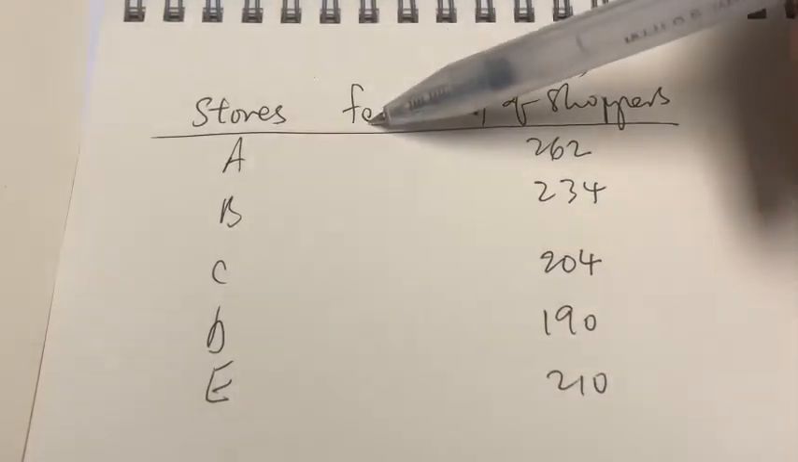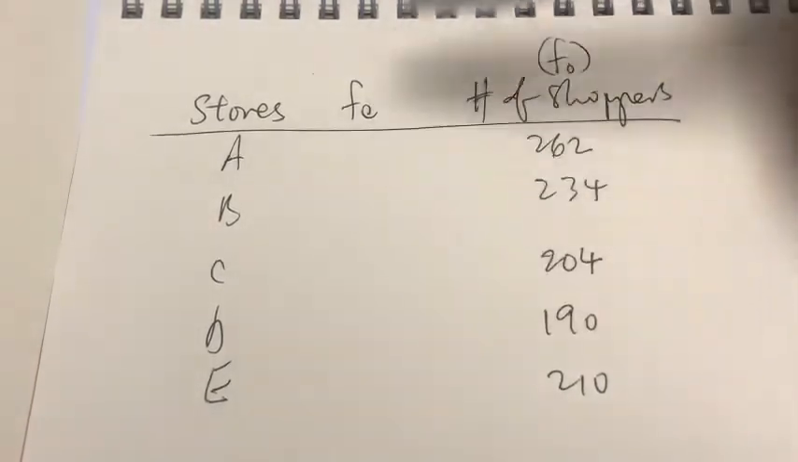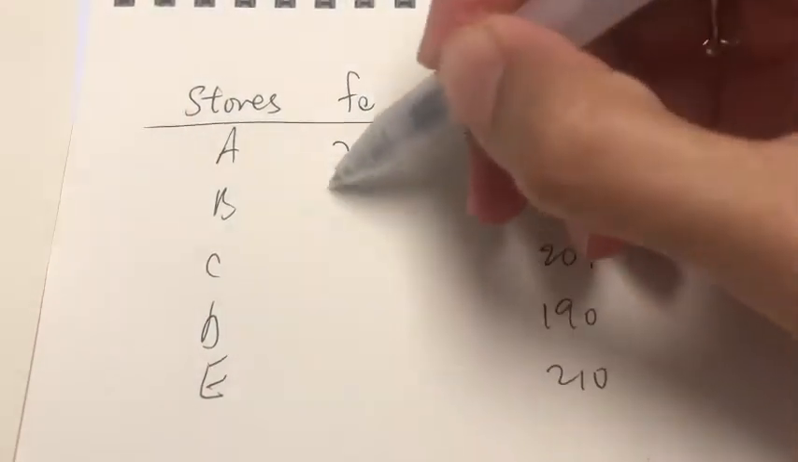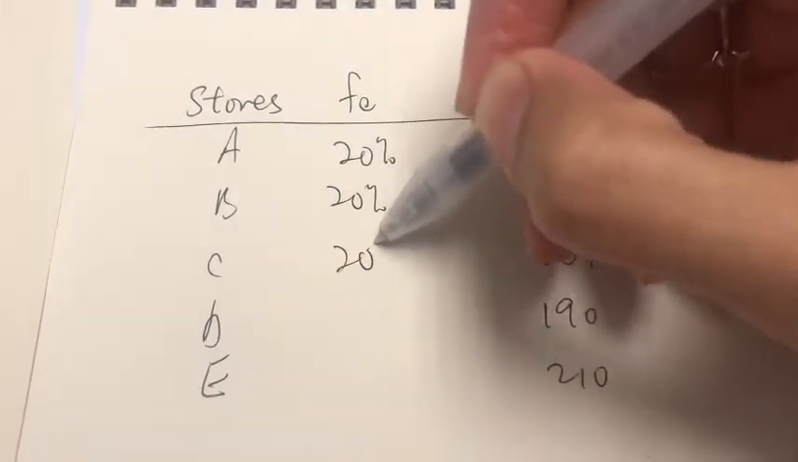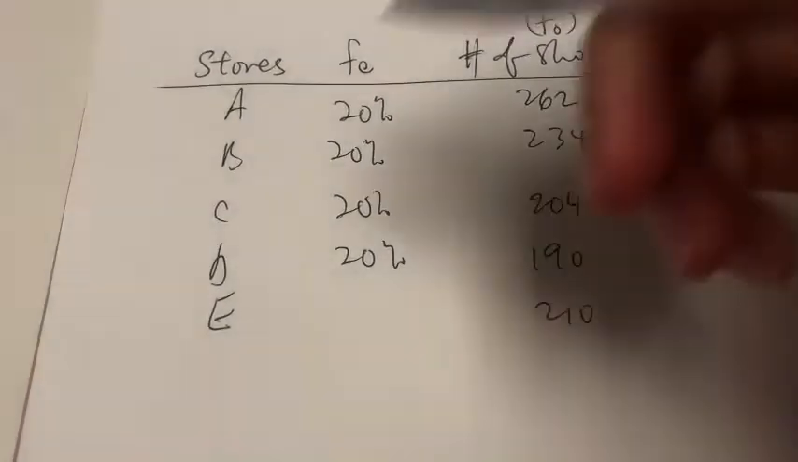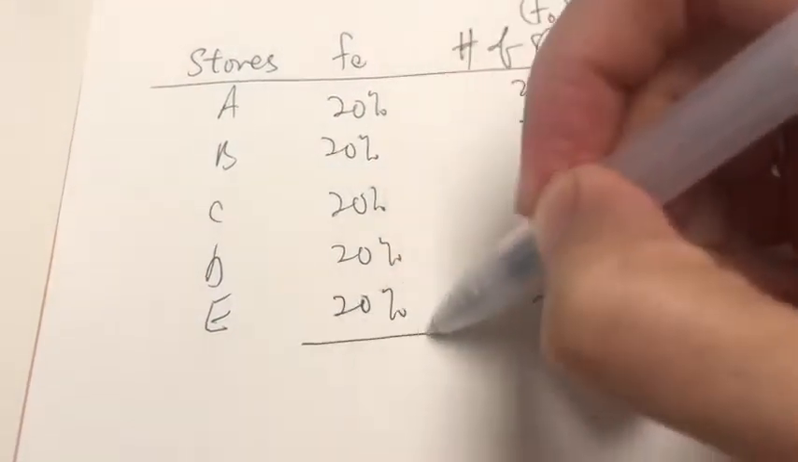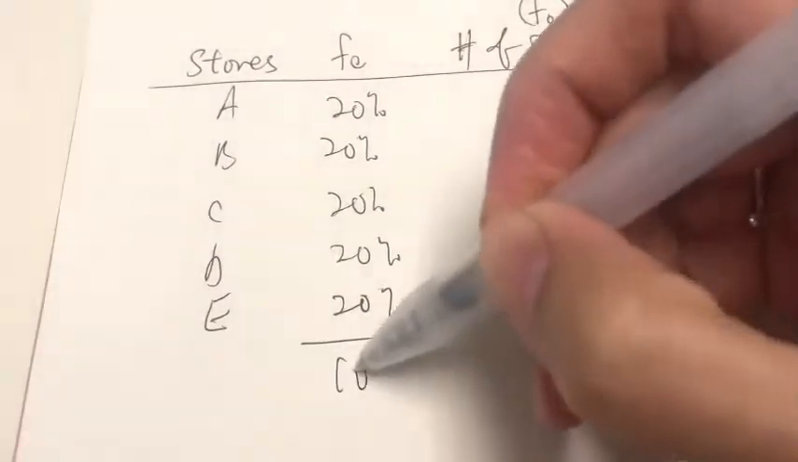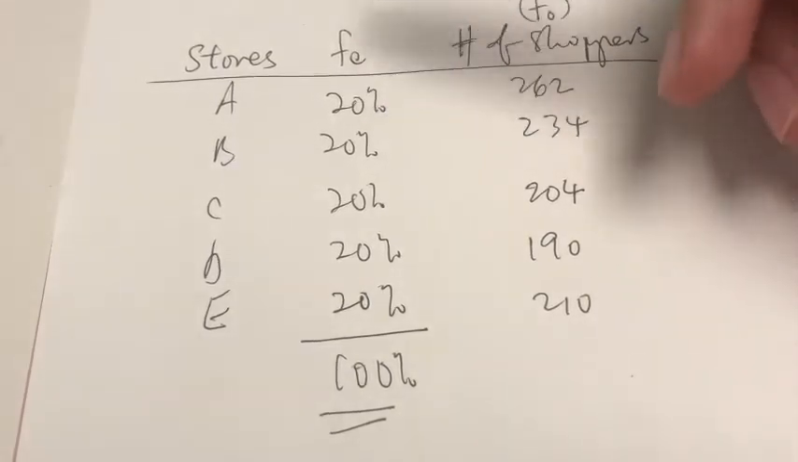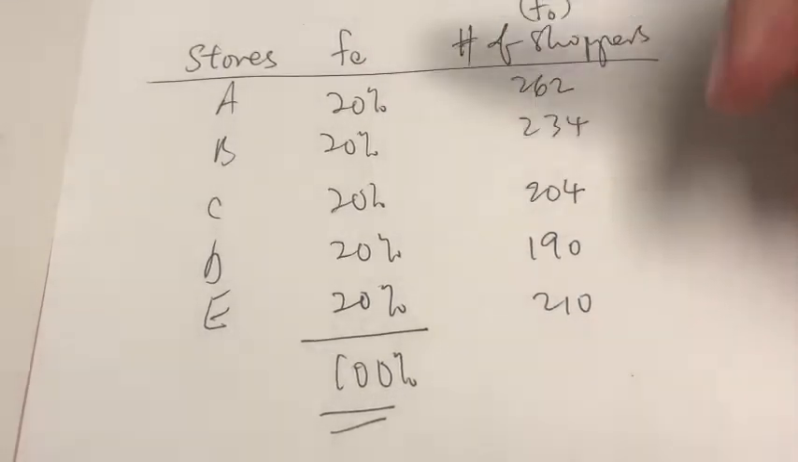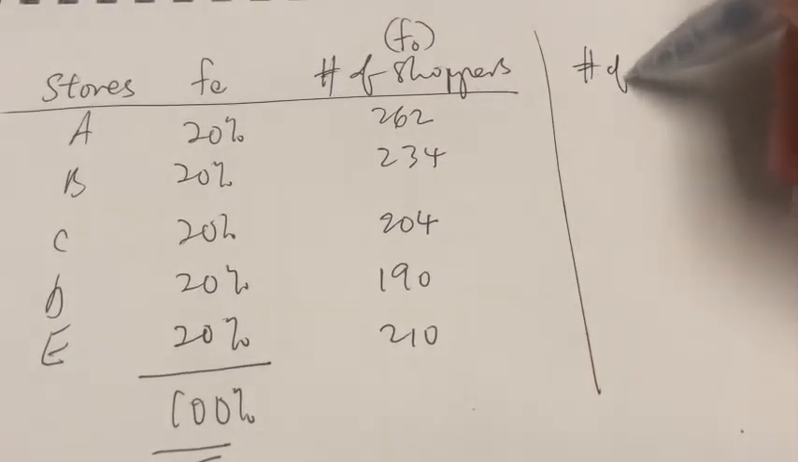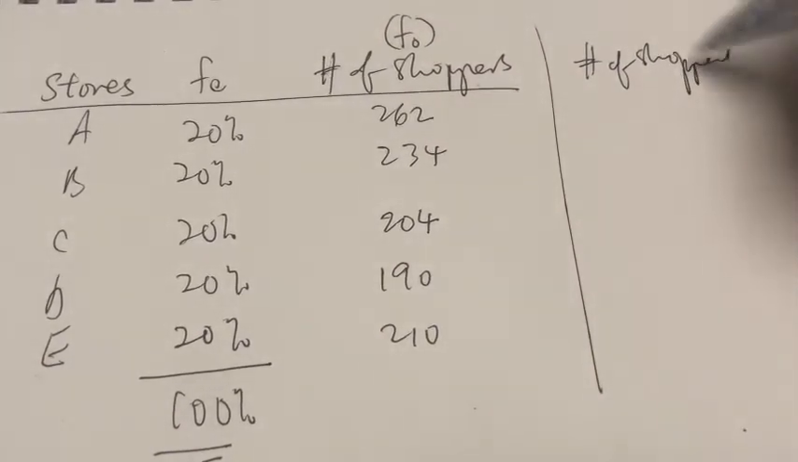So if the expected frequencies are equal for each of these 5 stores, how much would it be? That's right, 20%, 20%, 20%, 20%, and 20%. Why? Because if we add all of these percentages, we will get 100%. This is basically the percentage of the expected frequencies. What you really want to know is the number of shoppers that we expect.